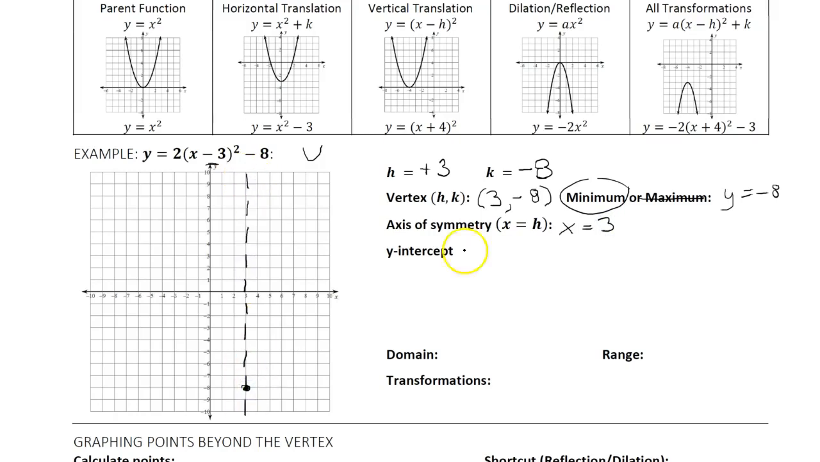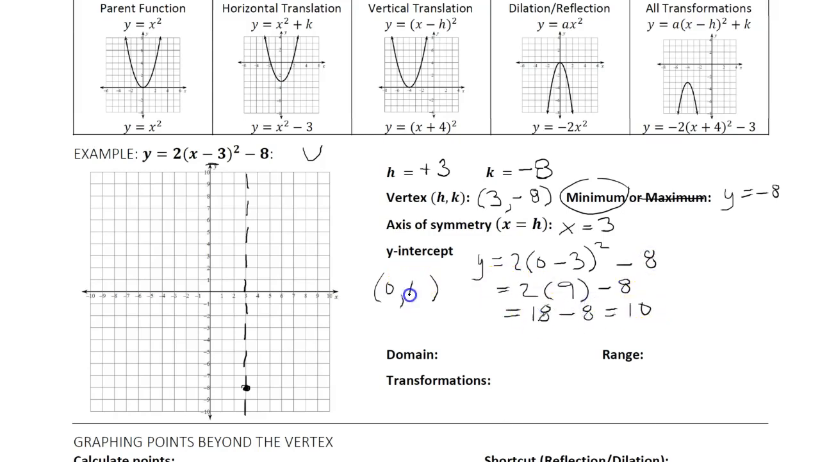To find the y-intercept, plug in x equals 0 and solve for y. Be careful of PEMDAS. The y-intercept is 0, 10. Graph the y-intercept and a point the same distance away on the other side. The domain, as always, is all real numbers. The range is y is greater than or equal to -8.